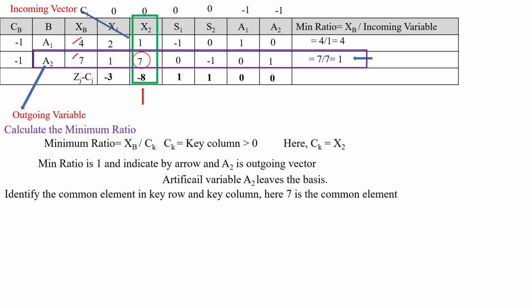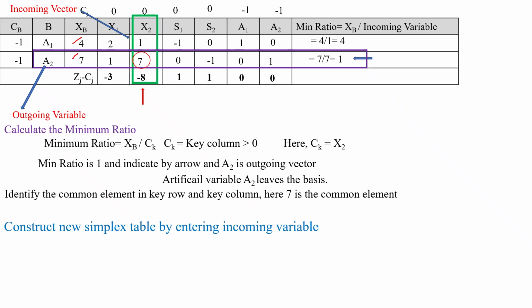Next we have to identify the common element in the key row as well as the key column. Here the key row is the A2 row and the key column is the x2 column. So the common element in the A2 row and x2 column is 7. So 7 we call the key element.